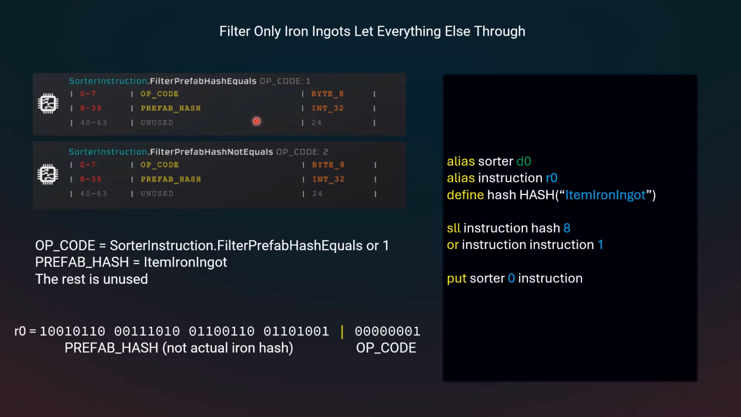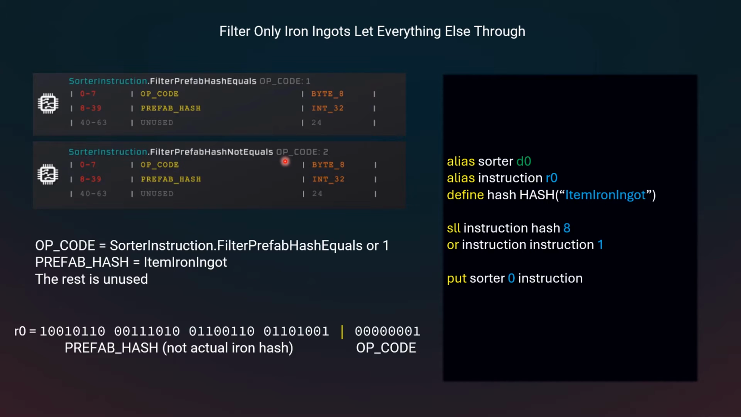So how do we put this instruction into the sorter? Well, I've said it twice now. We use put. The last instruction in this code says put the instruction in the sorter at address 0 of the stack. Let's also cover opcode 2, which is very similar to 1 but does the opposite.